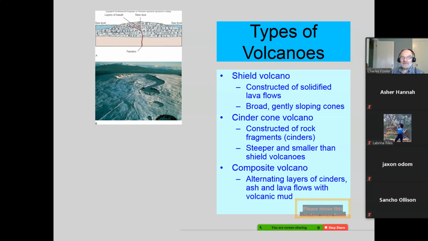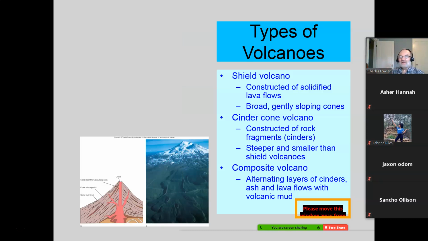Then you have what they call the cinder cone volcano. This is constructed mostly of rock fragments. There probably is some lava in it, but mostly of rock fragments. These are steeper than these shield volcanoes, but tend to be smaller. So they're fairly small in size. We don't have a picture there. There are some in the book. Let me get the one in the book and show you.